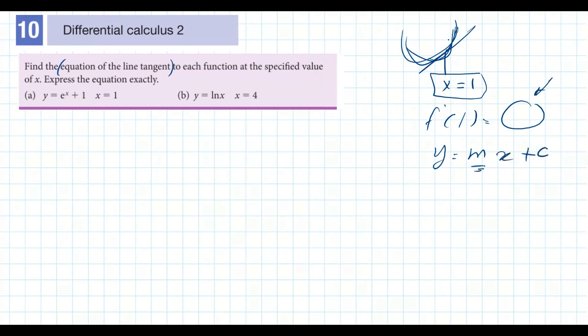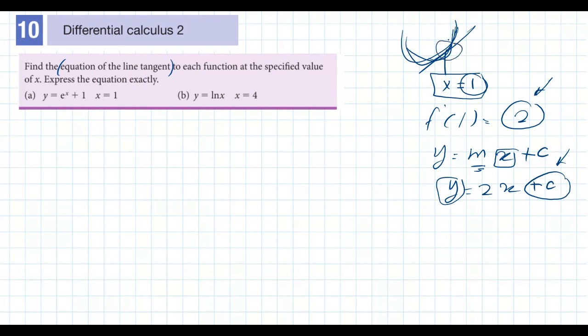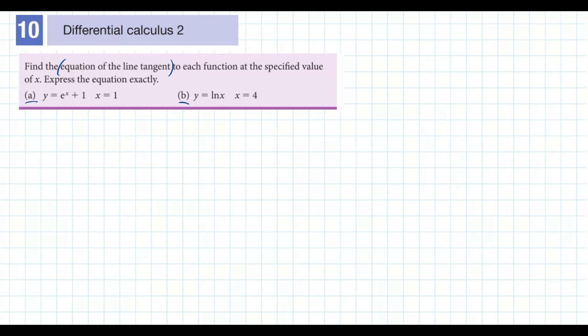Instead of m, you're going to put the result, such as 2, for example. Then it becomes y equals 2x plus c. To find the y-intercept, which is c, you're going to substitute x by 1, and y by its value on the curve. Okay? Then here it says: find the equation of the tangent line to each function at the specified value of x, then express the equation exactly. I'll solve the first question and the second question. Be with me, please. First of all, you're going to differentiate it.